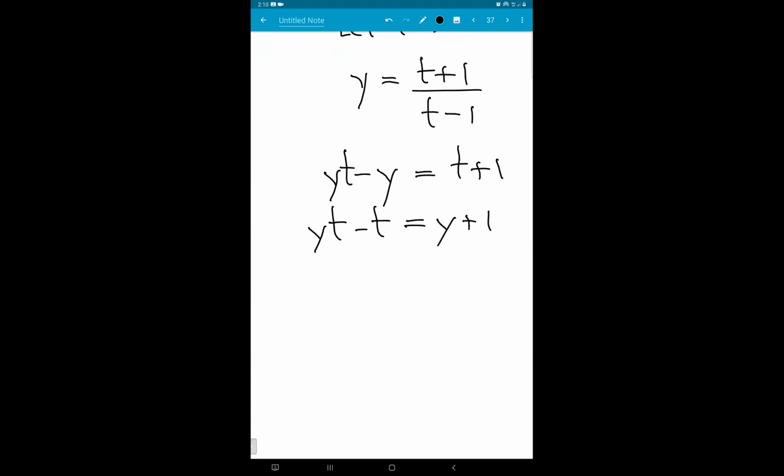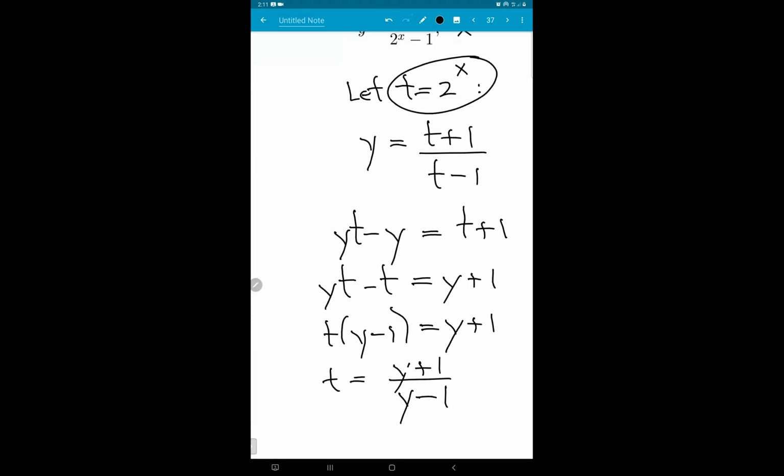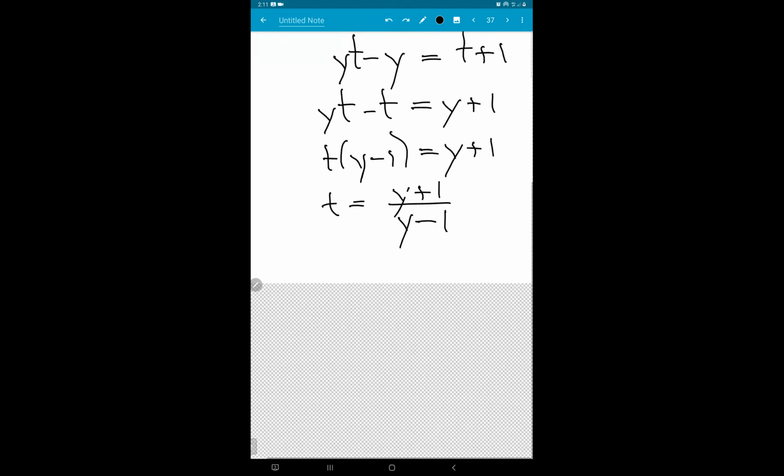And you're going to solve for t there. You can factor out t. And there, you can get t quickly as y plus 1 over y minus 1. But you're not done yet. You're solving for x, actually. So that's 2 to the x.